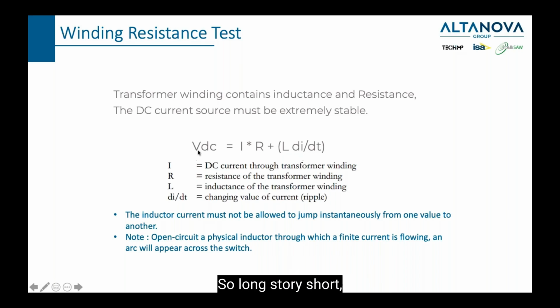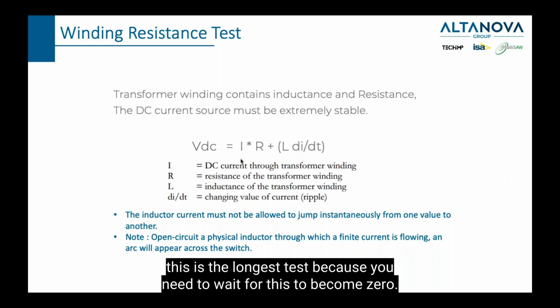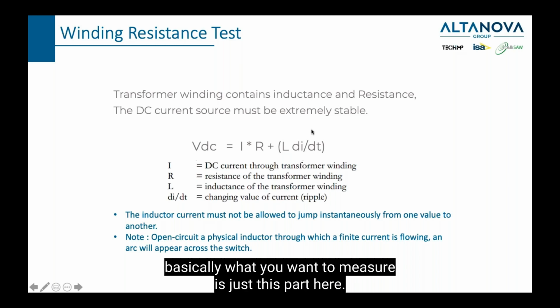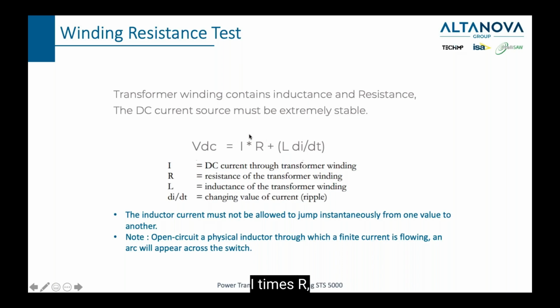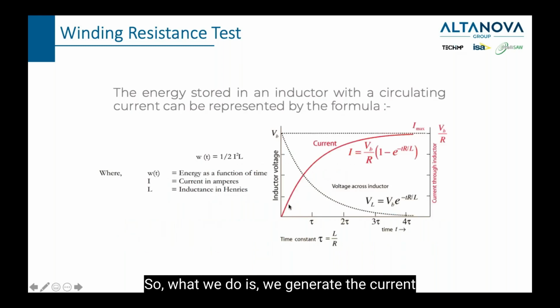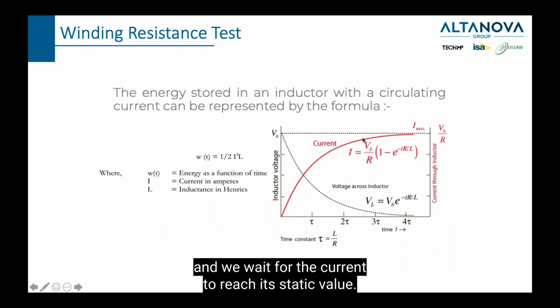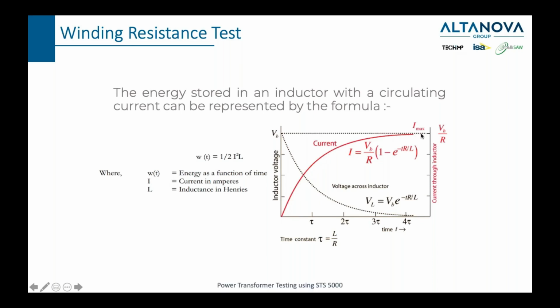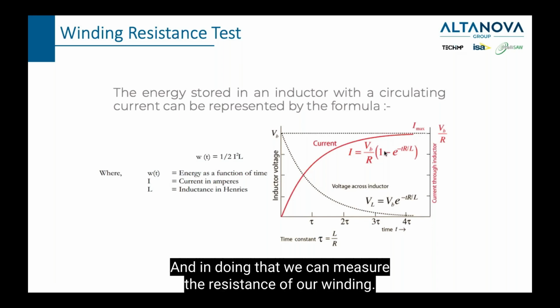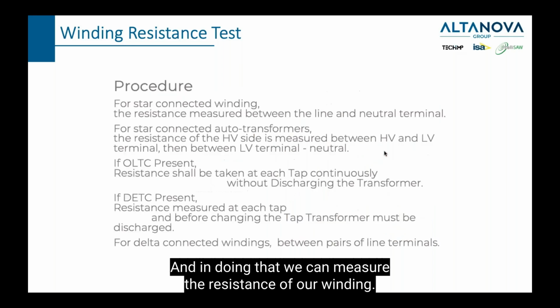So long story short, this is the longest test because you need to wait for this to become 0. And then when you do a test, basically what you want to measure is just this part here, I times R. This you want it to be 0. So what we do is we generate the current and we wait for the current to reach its static value. It's the value which you set, and then we measure the voltage drop. And in doing that, we can measure the resistance of our winding.